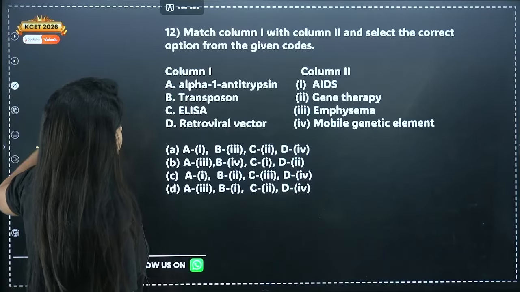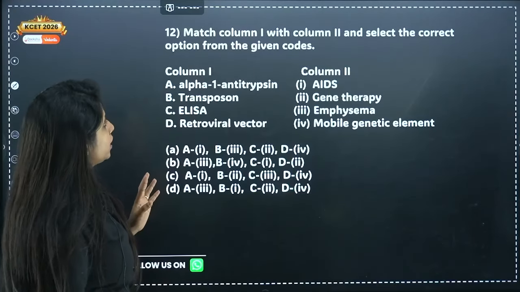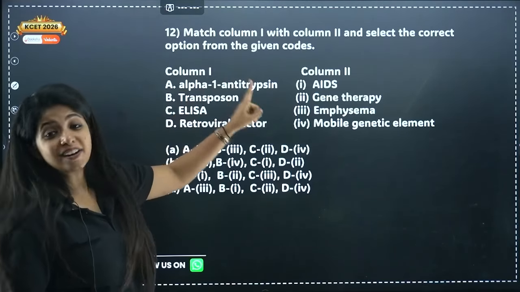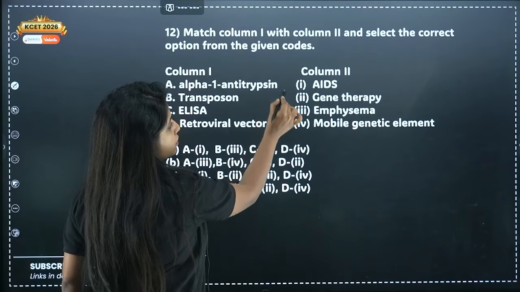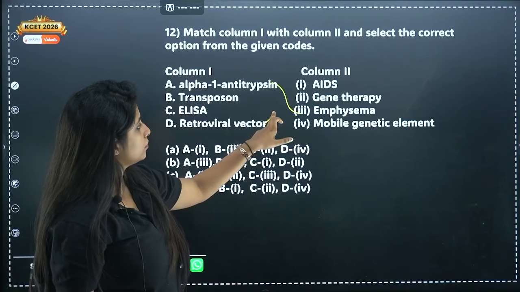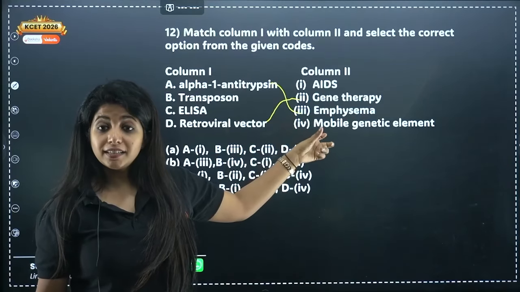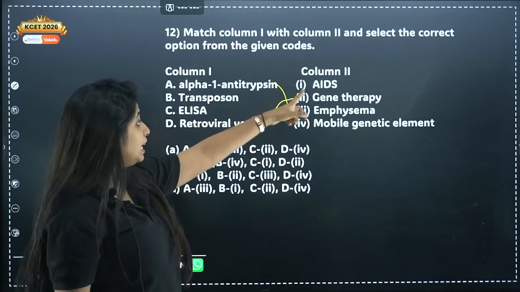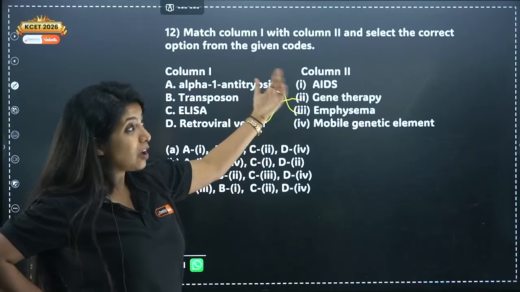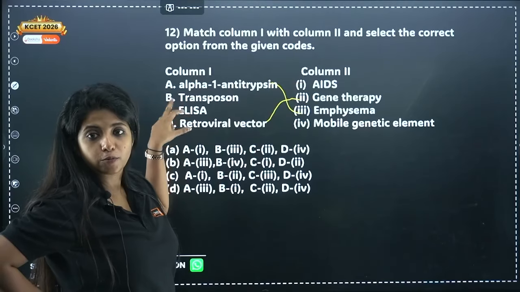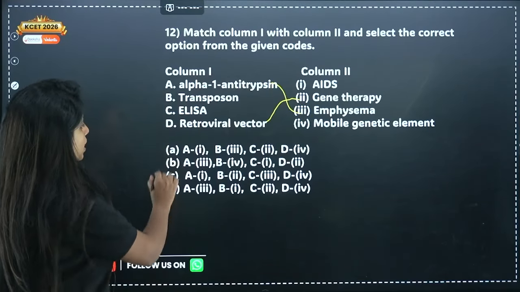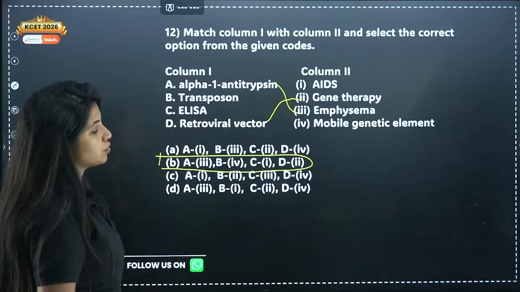Before that, let's solve this question, because here you have everything that you have already studied. Match column 1 with column 2 and select the correct option from the given codes. Alpha-1 antitrypsin is for treating emphysema. Retroviral vector is used in gene therapy. So it's not AIDS. AIDS is caused by a retrovirus, but you do not make a vector there. You have a better option to match AIDS. So D goes with 2 and A goes with 3. I have got my answer, but let me see the other options.